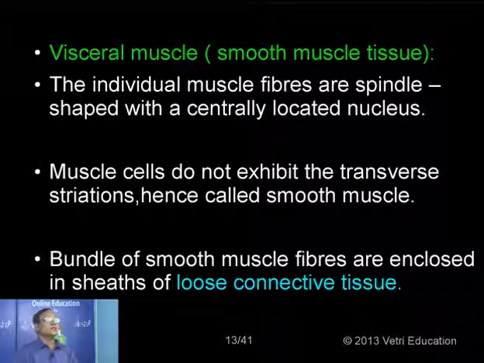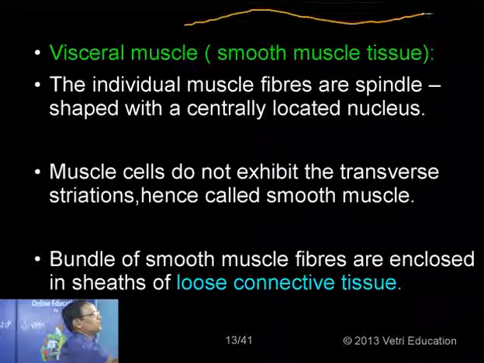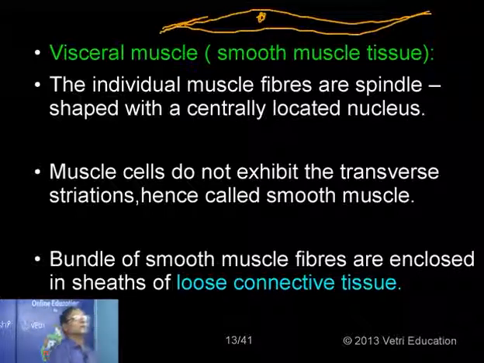Now, what is the nature of the individual muscle fibers? The individual muscle fibers are very long, spindle shaped fibers. In these muscles there are no striations, and there is a centrally located nucleus. The sarcolemma is not distinct, it is indistinct. So the individual muscle fibers are spindle-shaped with a centrally located nucleus, and they do not exhibit any transverse bands or striations, hence called smooth muscle.